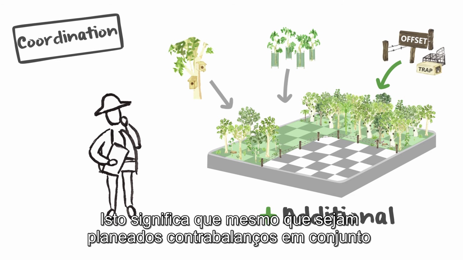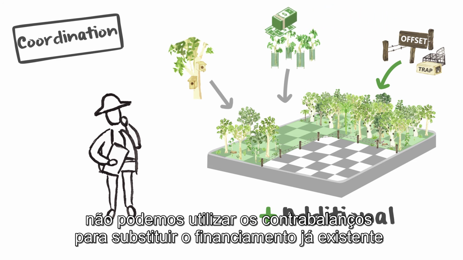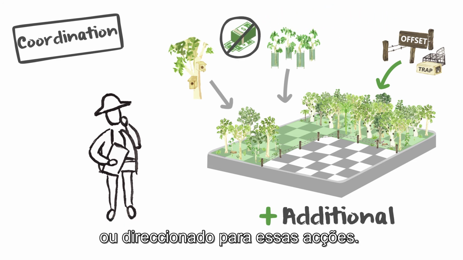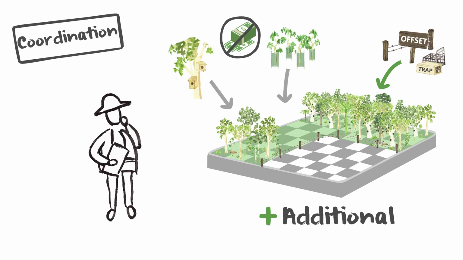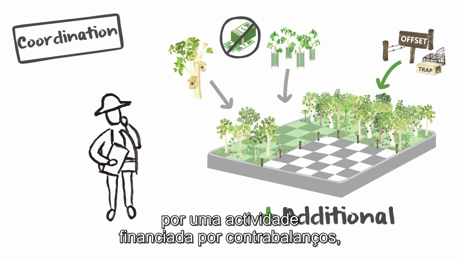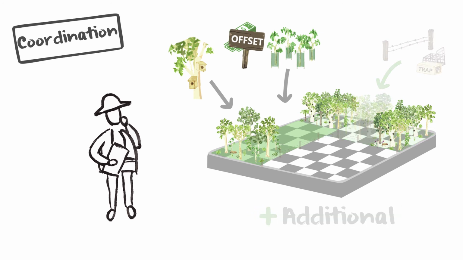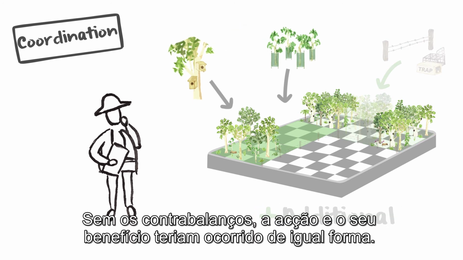That means that even if we plan offsets jointly with other conservation actions, we can't use offsets to replace already existing or pledged funding for those actions. This is because replacing those otherwise planned actions with an offset-funded activity would achieve no additional benefit. Without the offset, the action and its benefit would have happened anyway.